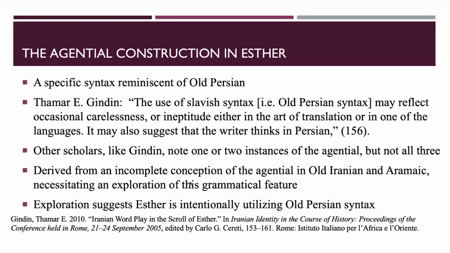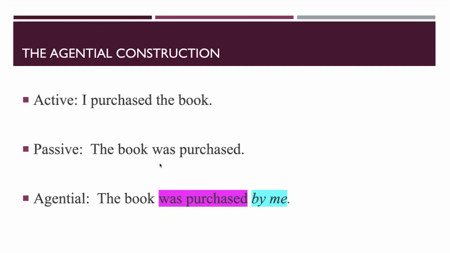Gindin does not note the prevalence of this syntactic construction in Old Iranian, nor its frequency in the Achaemenid-official Aramaic epistolary, the letters. By accounting for this broader body of evidence, I suggest that Esther's use of the agential construction is not an ineptitude, but rather an intentional choice to cultivate an Achaemenid atmosphere with a genuine Old Persian sociolect, that is, the dialect or style of the Iranian elite. So first, what is the agential construction?